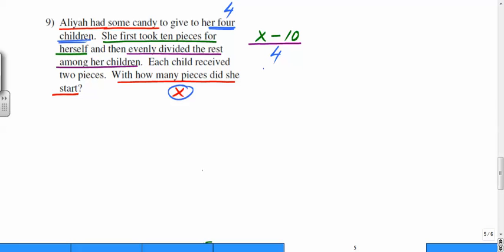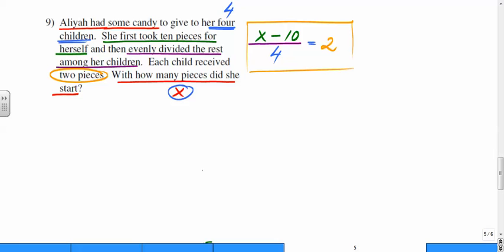You divide it in 4 equal quantities, which the problem is telling us were actually 2 candies each. So after you took the 10 off, you divided that by the 4 children. Each child gets 2, and this is our equation. It looks strange, looks different than the previous ones, but that's the way to go, right? And we need to find X. We need to find the number of candies that Alaya started with.